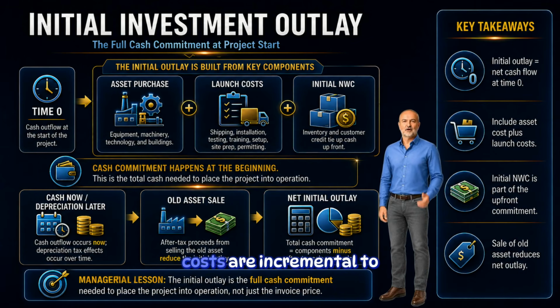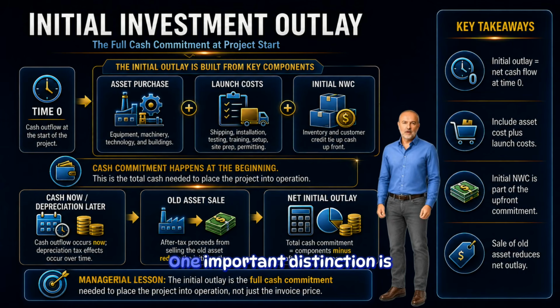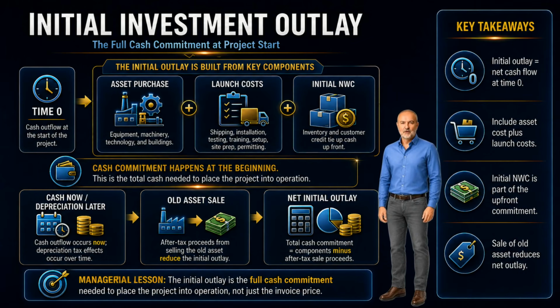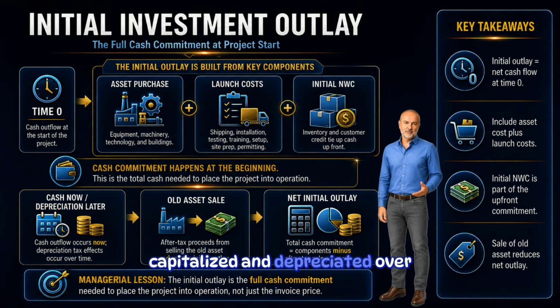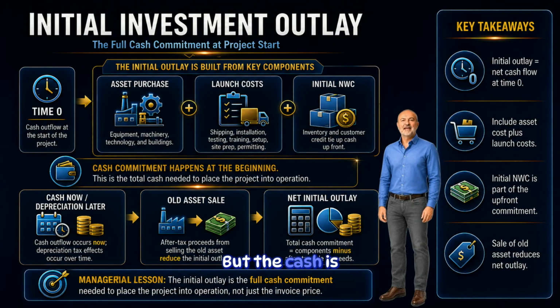As long as these costs are incremental to the project, initial net working capital is also part of the initial cash commitment. If the project requires inventory before sales begin, or customer credit once sales begin, cash may be tied up right away. One important distinction is between cash flow and depreciable basis. Some costs may be capitalized and depreciated over time, but the cash is still paid at the beginning. The model must show both ideas clearly: the cash outflow when it occurs, and the depreciation expense later when it affects taxes.